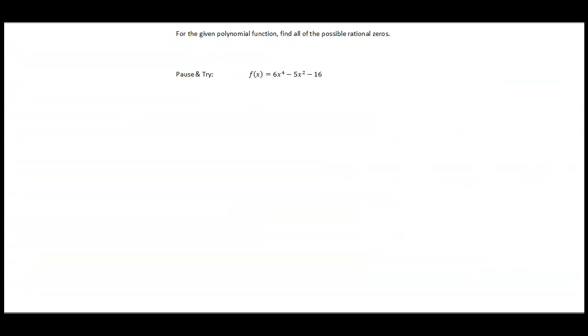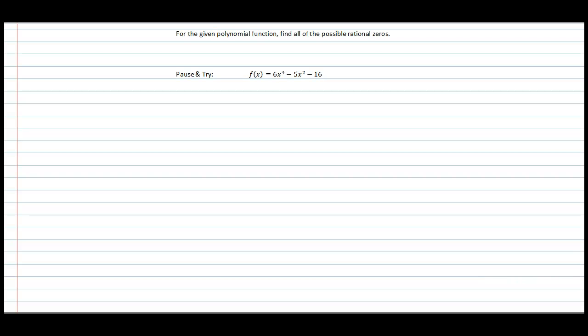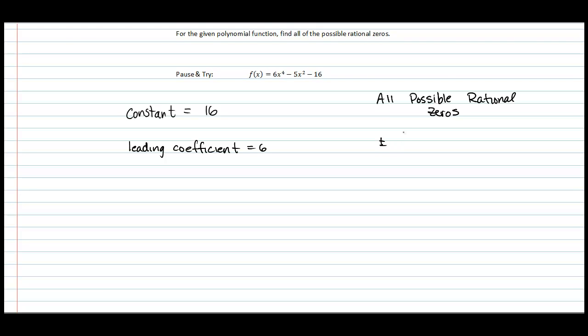Go ahead and pause and try to find all possible rational zeros for the given function of 6x to the fourth minus 5x squared minus 16. Again, the first thing to do is find the constant. If there's no constant listed, it would be 0. And the leading coefficient, in this case, is going to be 6. So I want to take all the factors of 16 and divide it by all the factors of 6.